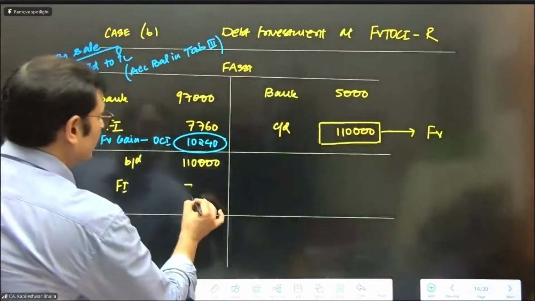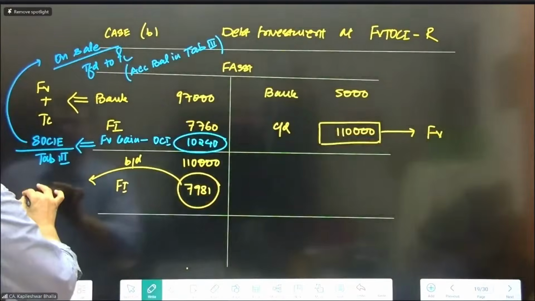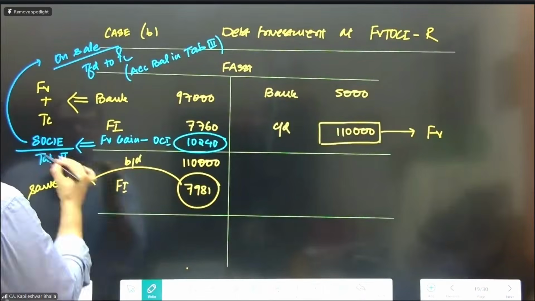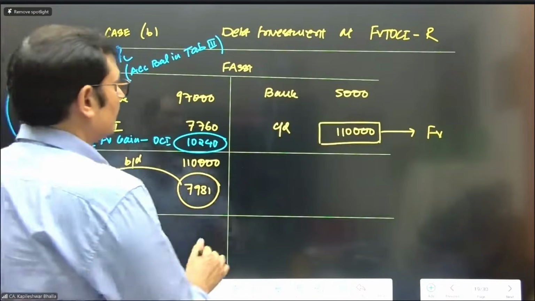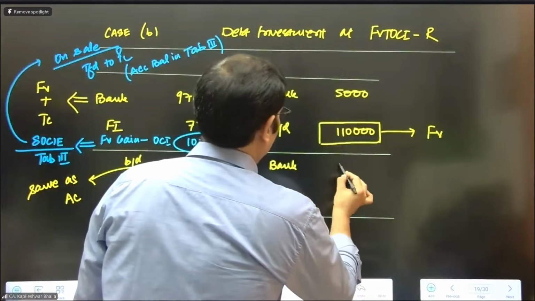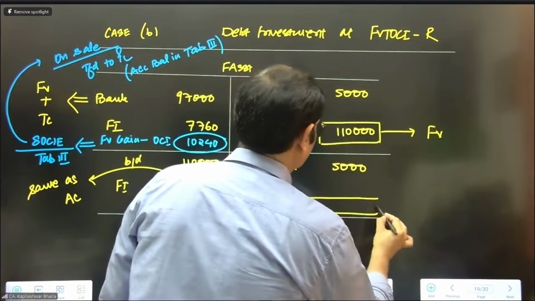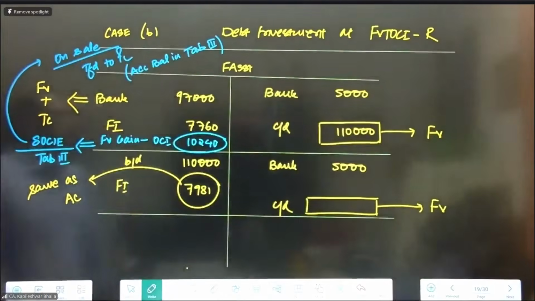So this is the finance income 7,981, worth making a mention. Same as AC. Whatever you've taken in the amortized cost approach, the same interest income is to be taken. And then again, we take this bank, that is 5,000. The balance CD will be the fair value. The closing is going to be the fair value again.